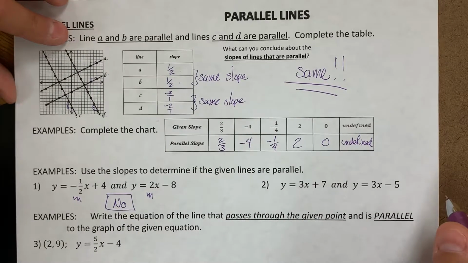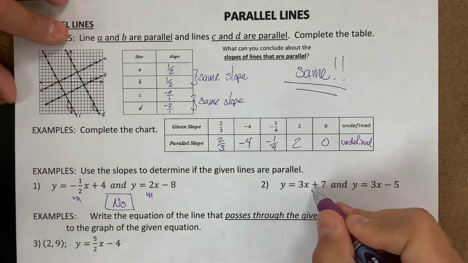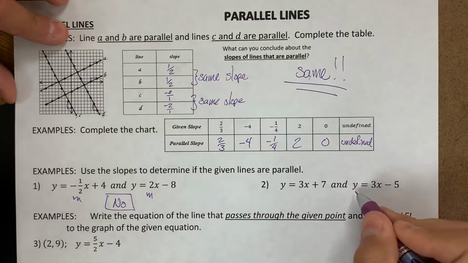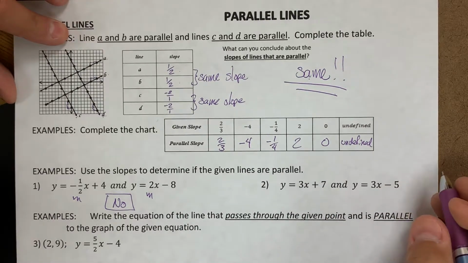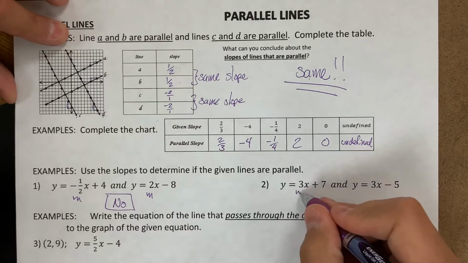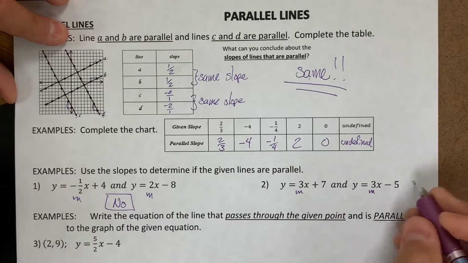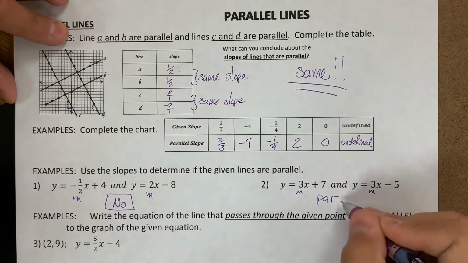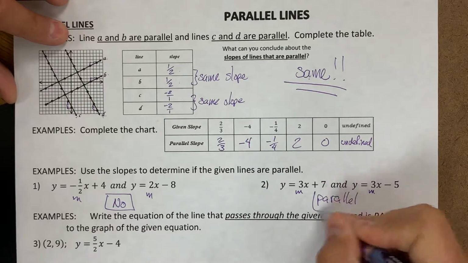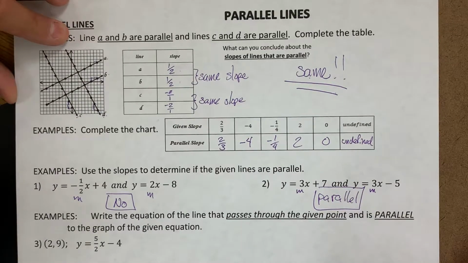Let's look at our number 2. We have y equals 3x plus 7 and y equals 3x minus 5. Again, we were told that slopes of lines that are parallel are exactly the same. So here's our m, here's our m. Are these guys parallel? Yep. These are parallel because the slopes are the same.